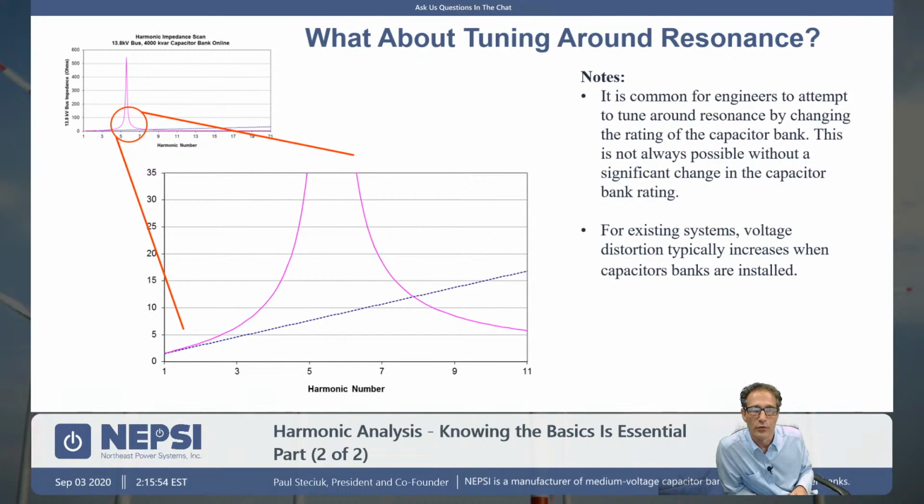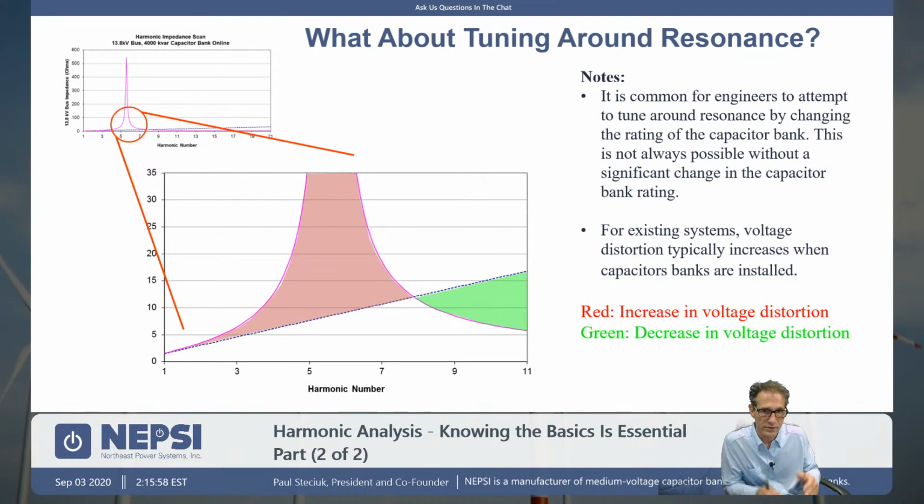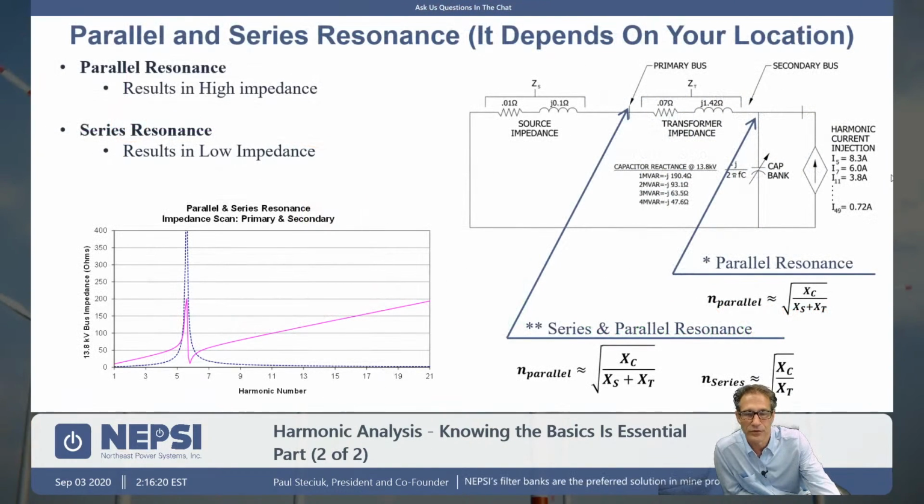When you think about tuning around resonance, remember that the resonant peak has basically shoulders, and the end result is when you do add capacitors, you are going to most likely increase the impedance somewhere in the network, and the result will be to increase voltage distortion. So generally speaking, putting capacitors on the network will result in increasing the voltage distortion in your facility.